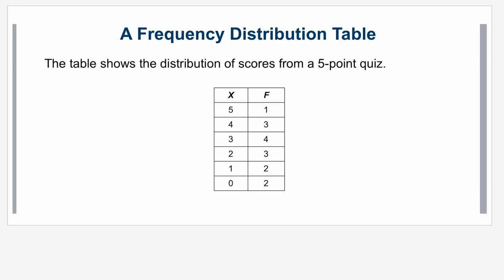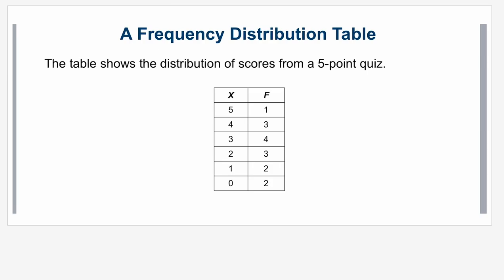And then the f column is the frequency. F for frequency. What that means is the number of times that score occurred, or the number of participants that got that score. So in this table, you can see one person scored a 5 on the quiz. 3 people scored a 4. 4 people scored a 3. I'm just going down the f column. 3 people scored a 2. 2 people scored a 1, and 2 people scored a 0. So you see how that works.